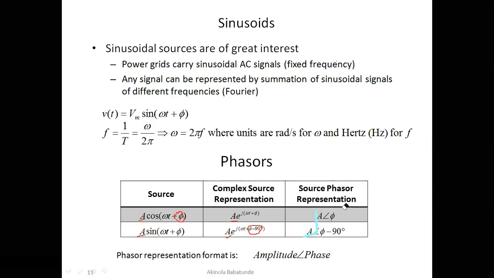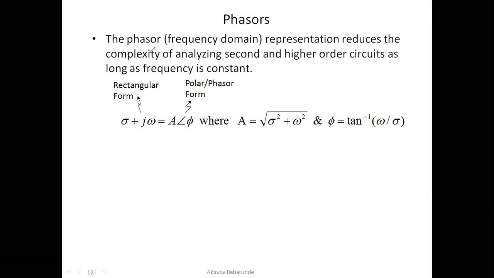So this particular representation tells us that this is our magnitude, or resultant, or amplitude, and this is our phase angle. This is what this represents in phasor form, or phasor representation. The phasor representation reduces the complexity of analyzing second and higher order circuits, as long as the frequency remains constant. This is very important for us, okay?